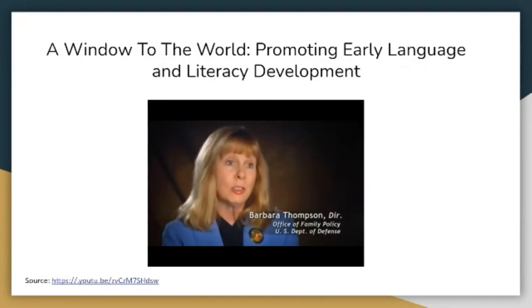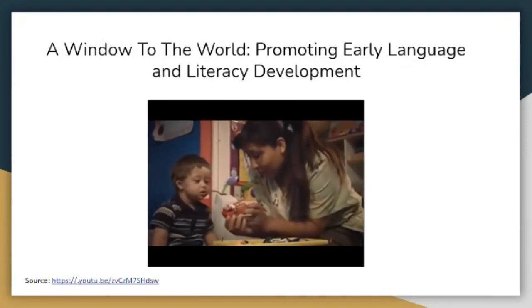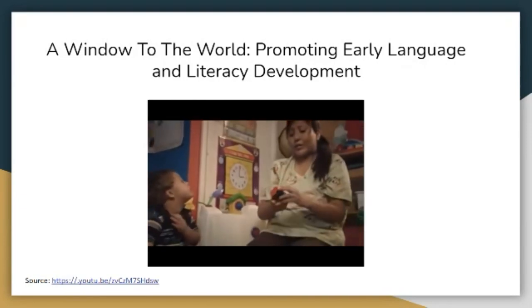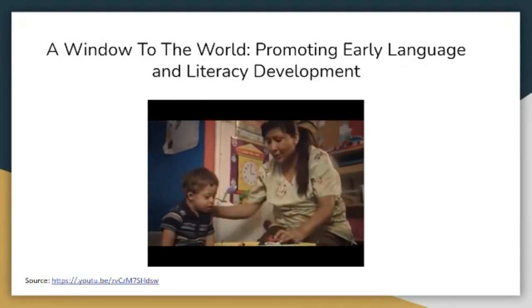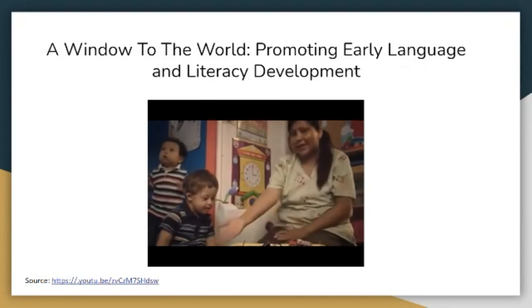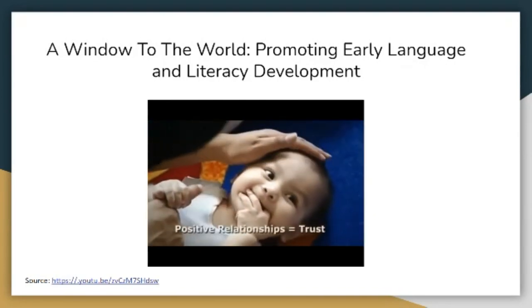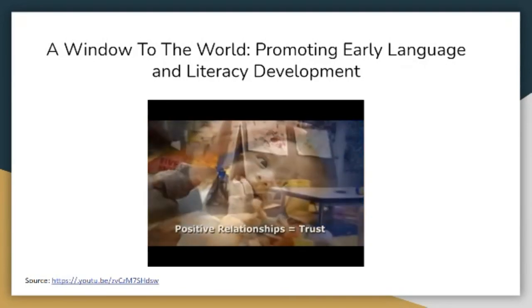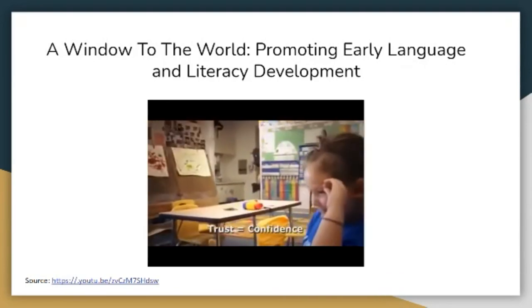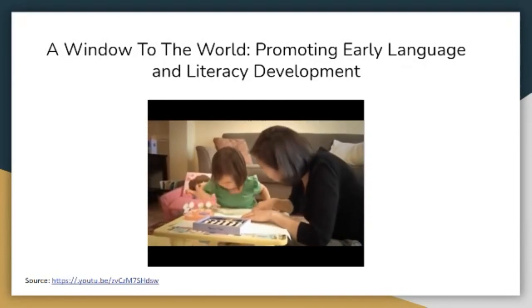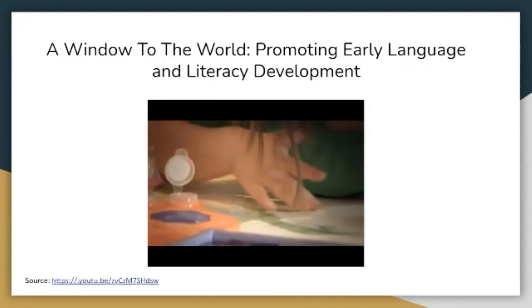What color is this fire truck? Red, that's right, it's red. You're so good, right? Give me 5. Good job. Positive relationships lead to trust. Trust leads to confidence. When young children are confident, they are better able to explore and learn.